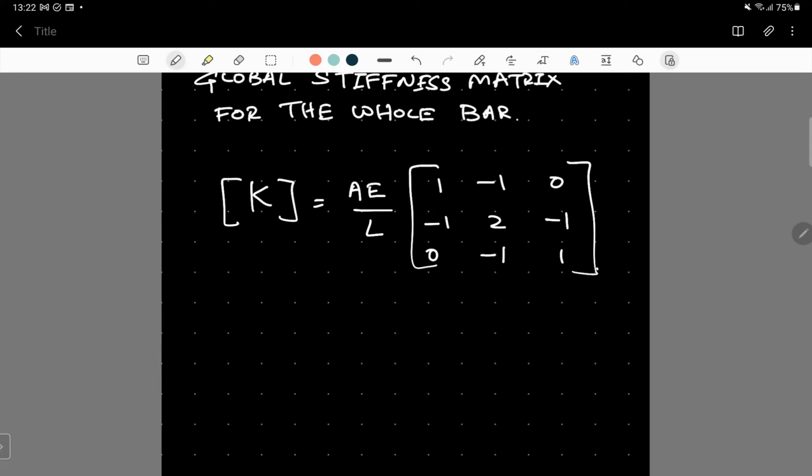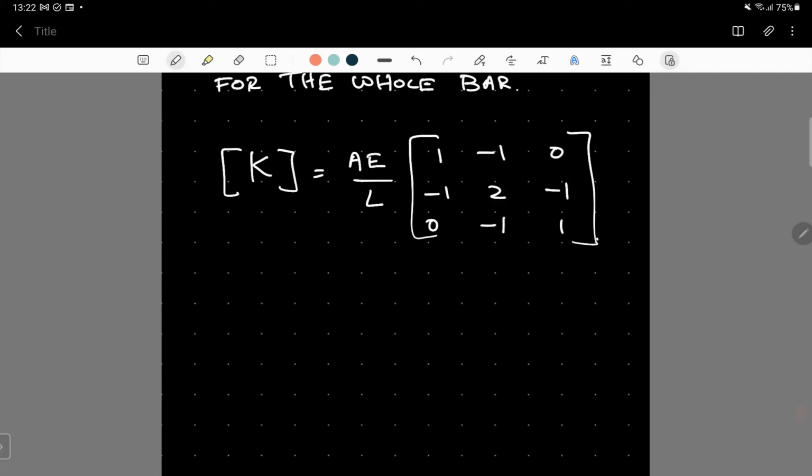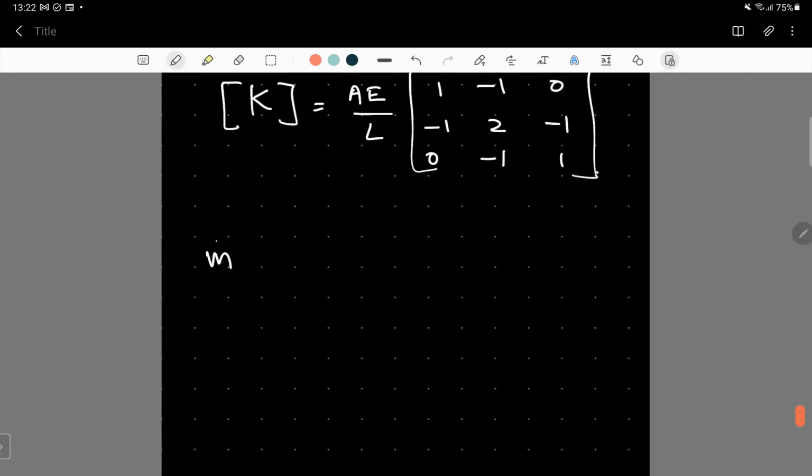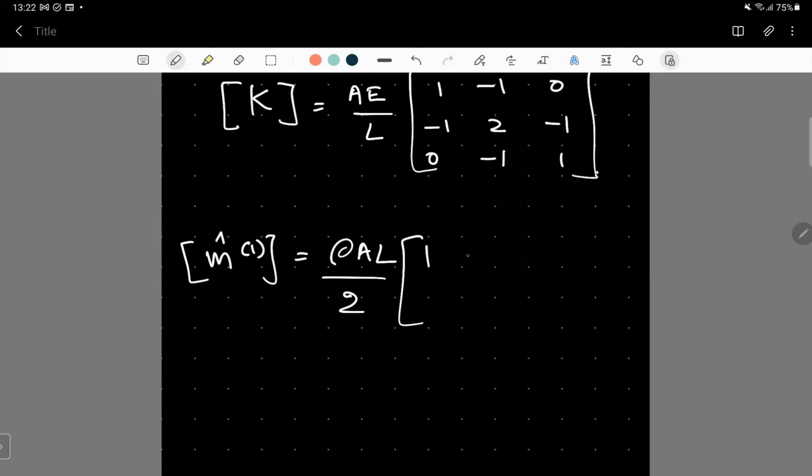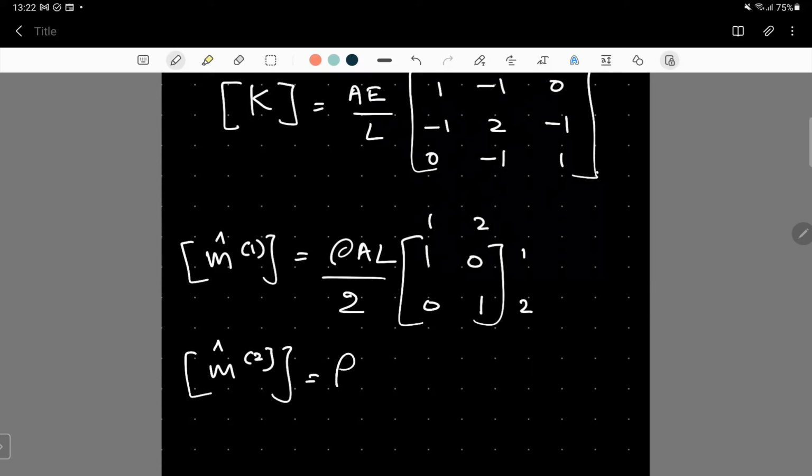So then our next step is to obtain the mass matrices for each element. We know we have two elements. For the mass matrix of the first element, we are using the lumped mass matrix method. So it is rho A L, the total mass, divided by 2. The total mass is simply divided into the two nodes equally. And similarly, we have the mass matrix using the lump mass matrix method for the second element.